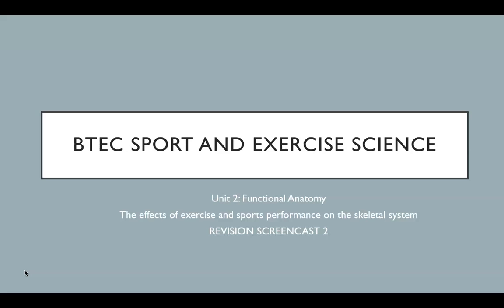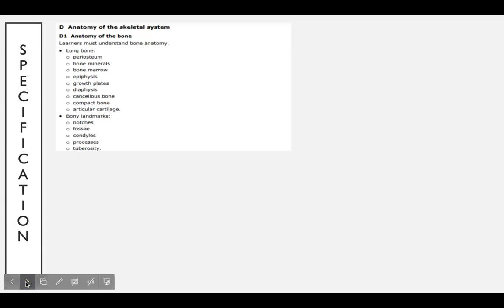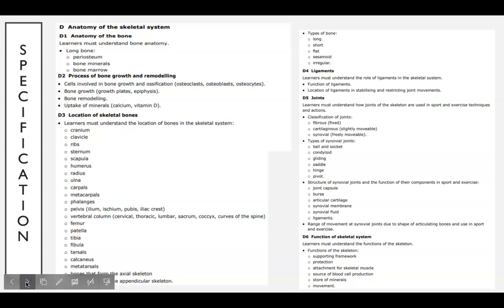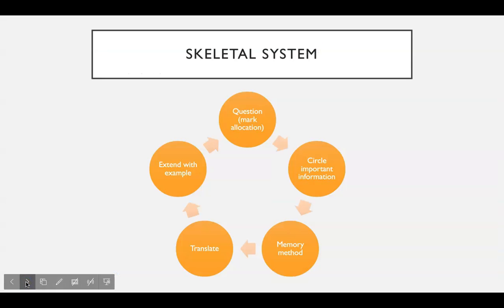Okay, so it's Unit 2, Functional Anatomy, and this time it is the second screencast for the skeletal system, and we are specifically looking at joints and functions of the skeletal system. First of all, just go through the specification. The first screencast went through long bone anatomy, so the periosteum, bone minerals, etc. We looked at bony landmarks, location of skeletal bones, and types of bone. Now we're going to be looking at ligaments, joints, and the function of skeletal system, as well as planes of movement.